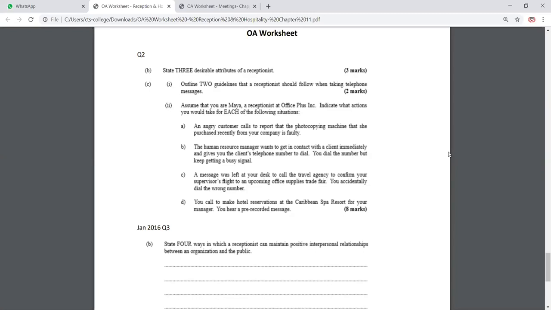Let's see. A human resource manager wants to get in contact with a client immediately. So you are the receptionist. He gives you the client's number to dial. When you dial the number, you keep getting a busy signal or a busy tone. What should you do in a case like that? You call the person, their phone is busy. What would be the next logical thing to do? Report to the human resource manager. Tell the human resource manager.